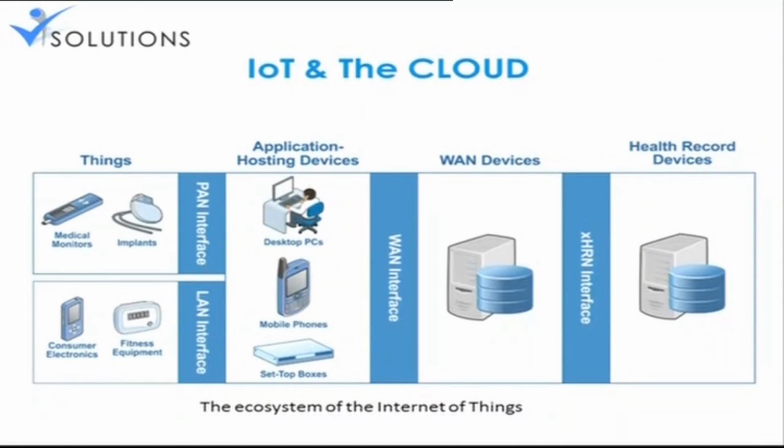And coming back to cloud, this is a little easier to understand. These things, whatever we use in day-to-day life, can be either a personal area network or a local area network, as I told you. So the things we use will be on a personal area network or local area network. From there it goes to the hosting devices. When I say hosting devices, what does it mean?